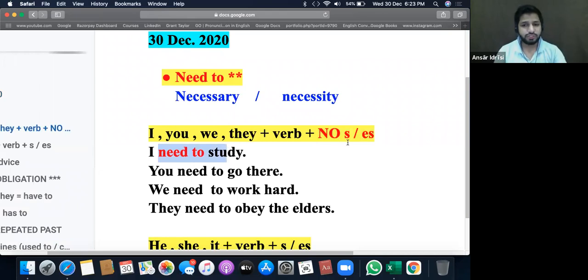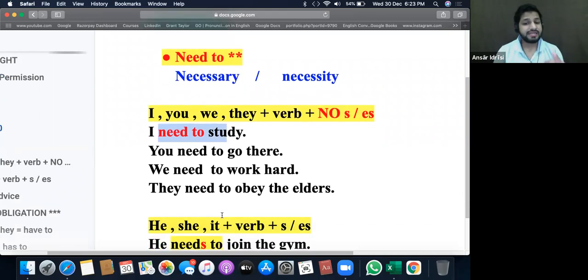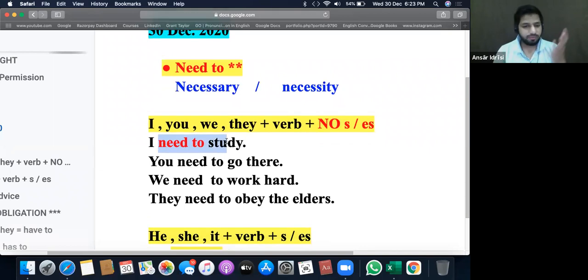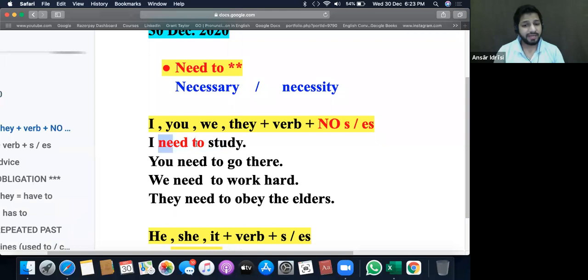I, you, we, they need to, and he, she, it needs to. All right, I need to study, मुझे study करना ही पड़ेगा. You need to go there, आपको वहां जाना ही पड़ेगा. अगर आप नहीं जाएंगे तो आपका नुकसान हो जाएगा. All right, you need to go there.